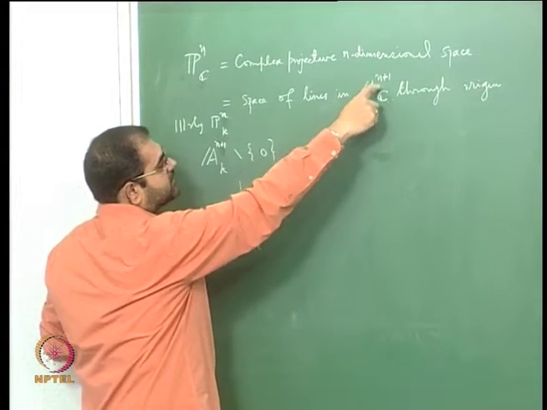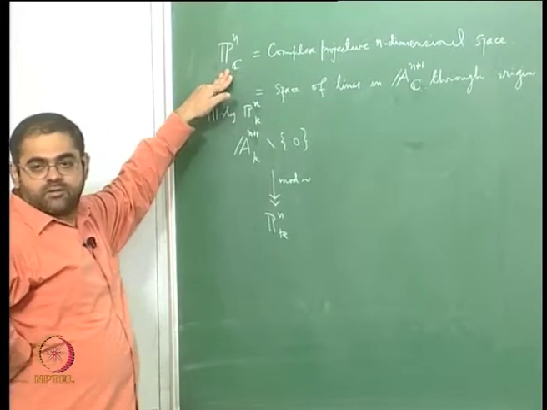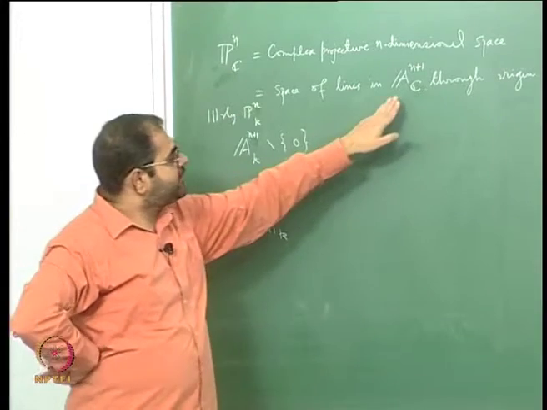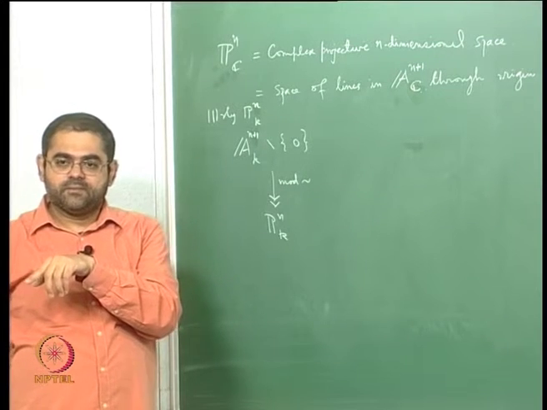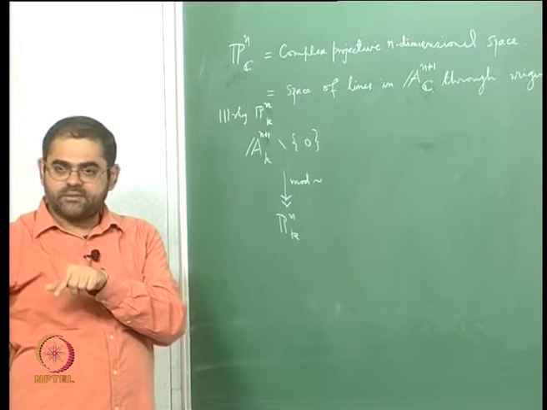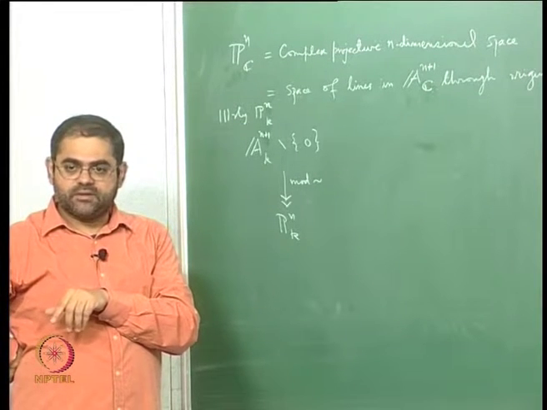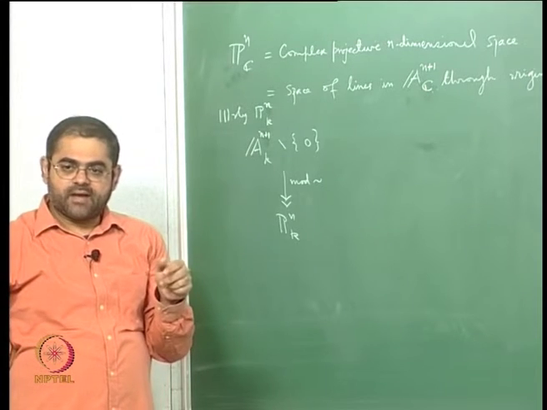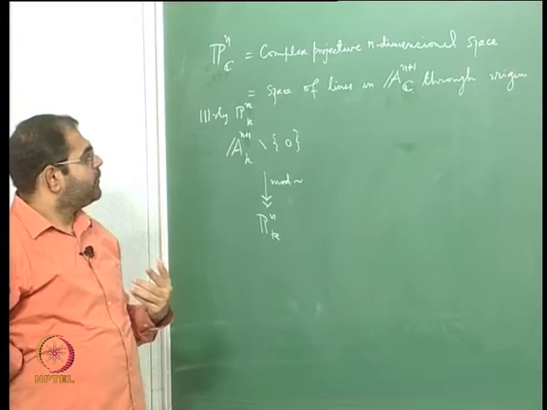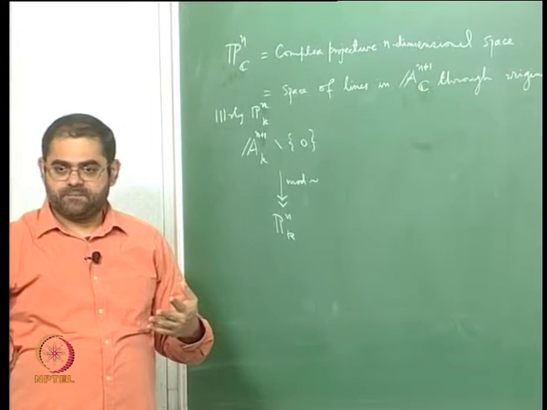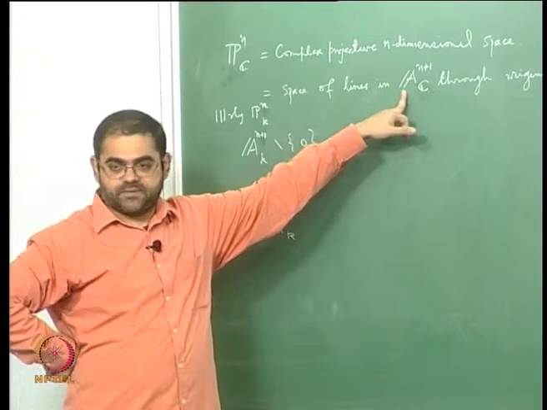The reason I have to consider lines in n+1 space is because I want an n dimensional object. If I take lines in n space, by taking lines I am cutting down by one dimension, so the resulting space will be n-1 dimensional. So if I take the space of lines in n space I will get an n-1 dimensional space, because I am actually modding out by scalars. So if I want an n dimensional projective space I should take lines in n+1 space.